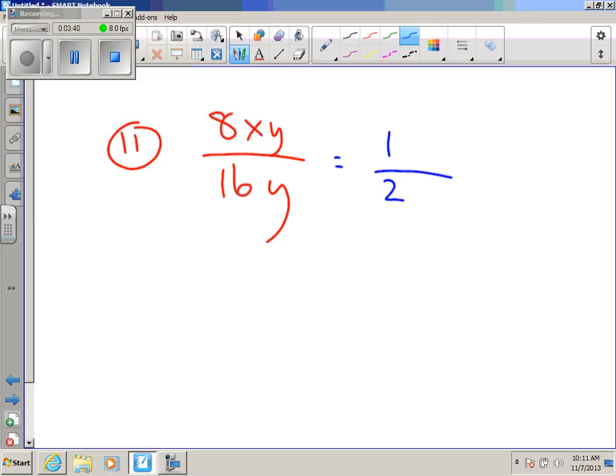Yes? Now, x, y, and y. I've got no other x's on the bottom to cancel out, so I need to make sure that that x stays where? On the top. And what about these y's? I can cross them off if they're both the same. So my answer, 1x over 2, or just simply x over 2, either way.